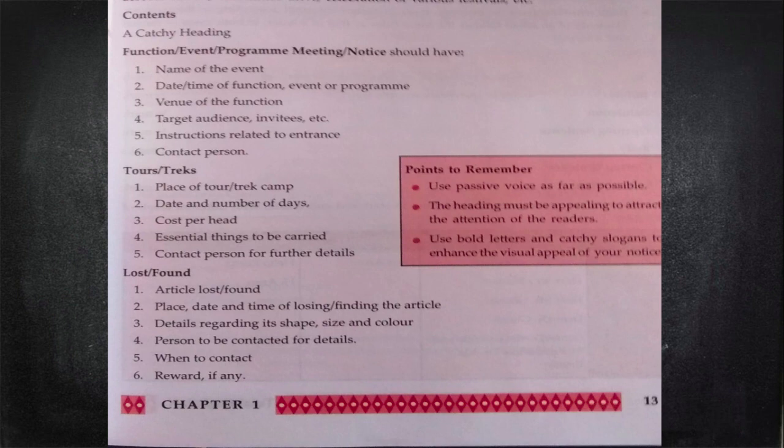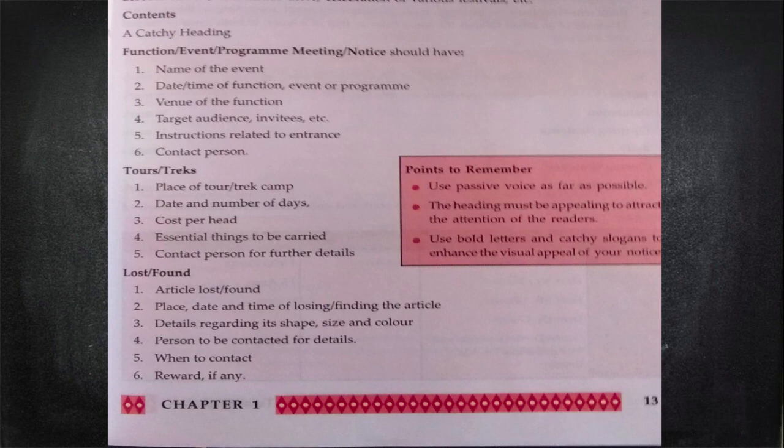Then venue. Venue means the location where the event is going to be held. For example, the annual function of our school is going to be held in the school ground. So we will mention the location there, school ground of St. Mary's School.